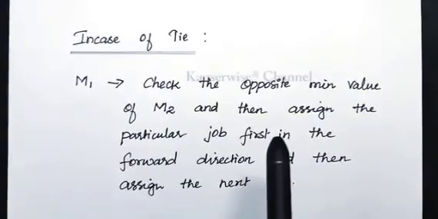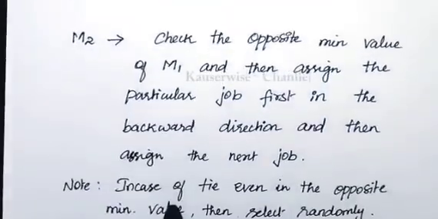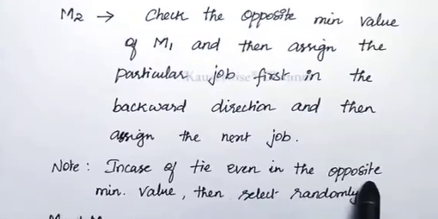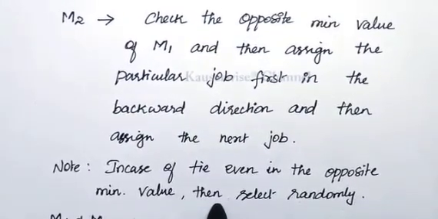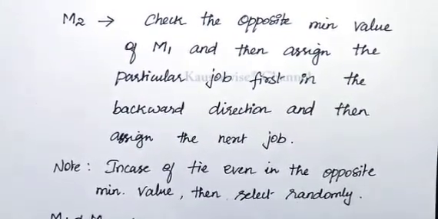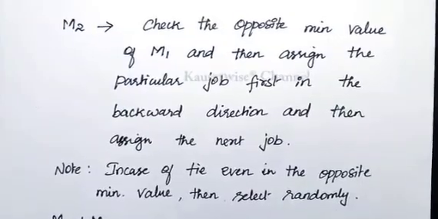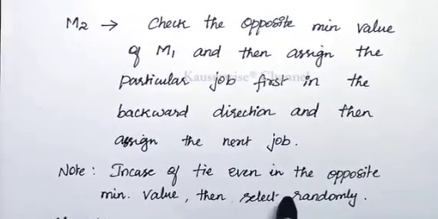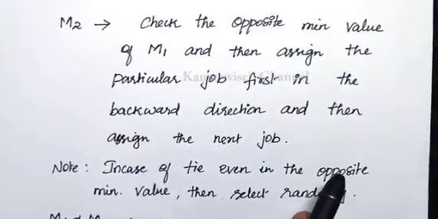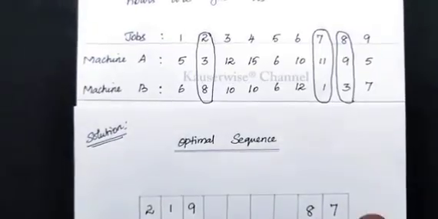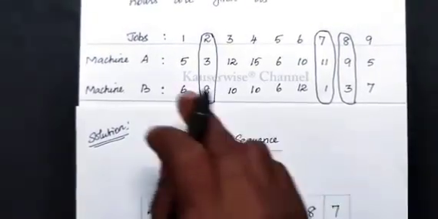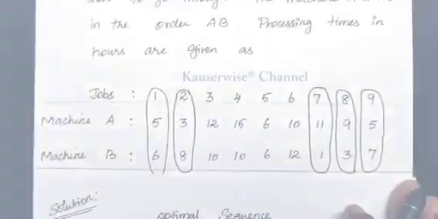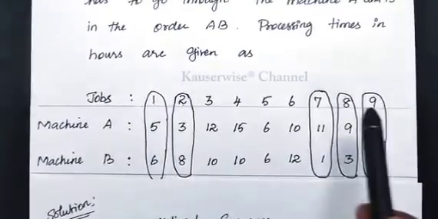Okay, see one important note. In case of tie, even in the opposite minimum value, then select randomly. That is, we need to select the job randomly and assign them in the forward direction for mission A. Okay, now look at the problem. So this is the procedure in case of tie in the first mission. Okay, see, we have assigned job 1 and job 9.